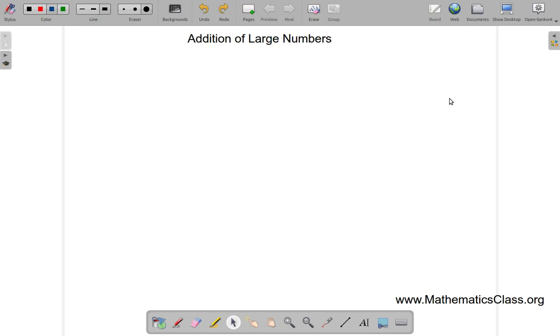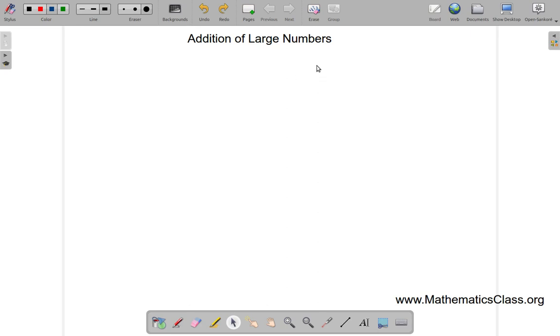Now, you probably would have seen addition of large numbers, and you have an algorithm, a mechanism by which you do it. But we want to also look at the reasoning why it works. The method of adding them, why it works. So let's look at this.